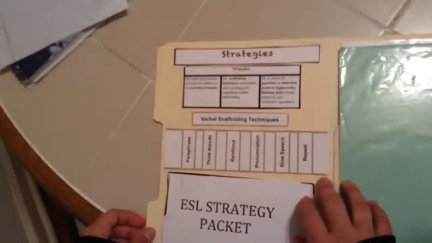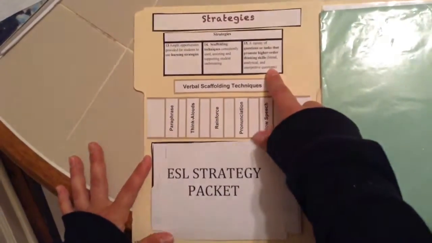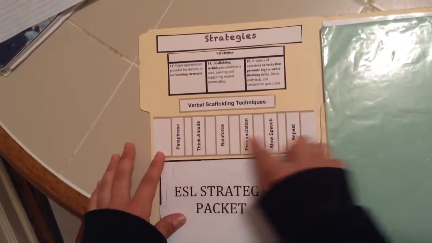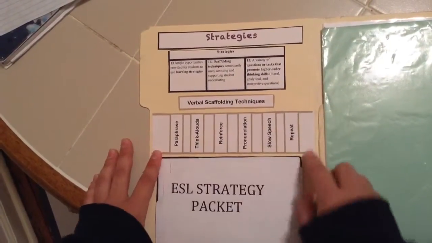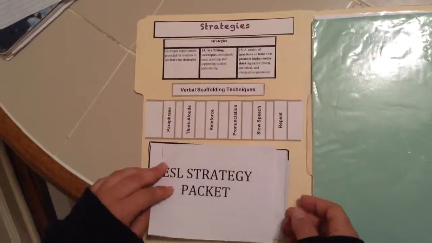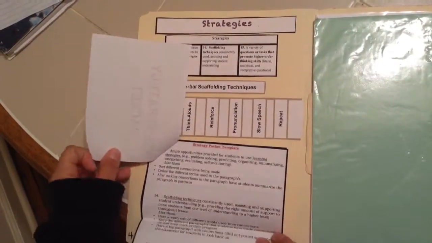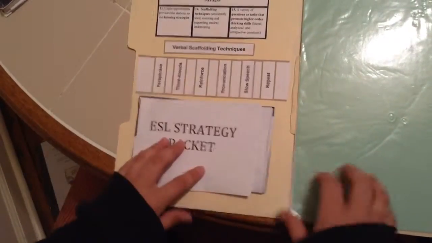The next part is our strategies. Once again, our strategies has 3 indicators. Here we have verbal scaffolding techniques. It's a ladder. Right here we have our ESL strategy packet. I use strategies from my template.